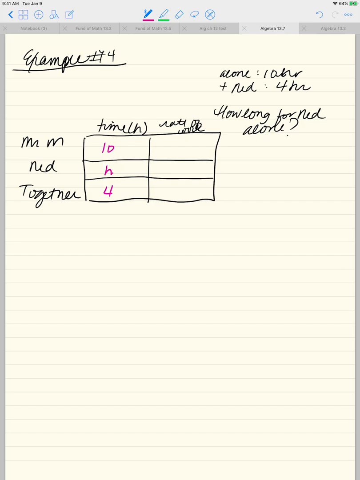It takes Mr. Matthews 10 hours by himself. It takes Ned and Mr. Matthews together 4 hours. So what's the rate of work? Mr. Matthews can do one job in 10 hours. Together, Ned and Mr. Matthews can do one job in 4 hours. Ned, what we want to figure out, can do one job in H hours. Okay, now, Mr. Matthews' rate of work plus Ned's rate of work is equal to the rate of work if they do it together.